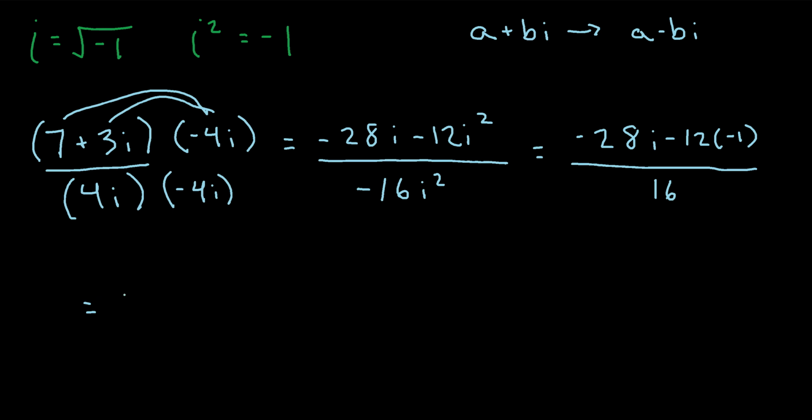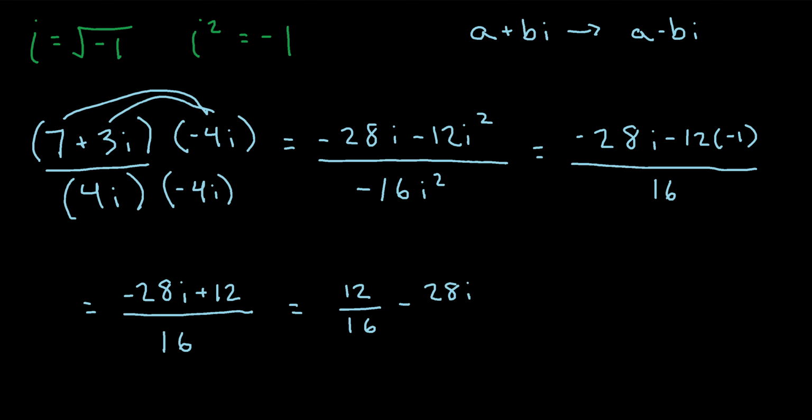So we get negative 28i. A negative 12 times a negative 1, that's a positive 12. So plus 12 over 16. And we usually like to write this answer in standard form, so that's where we write the constant first. So that would be 12 over 16 minus 28i over 16. So we can reduce these fractions a bit, and we'll just write 12/16 is 3/4.